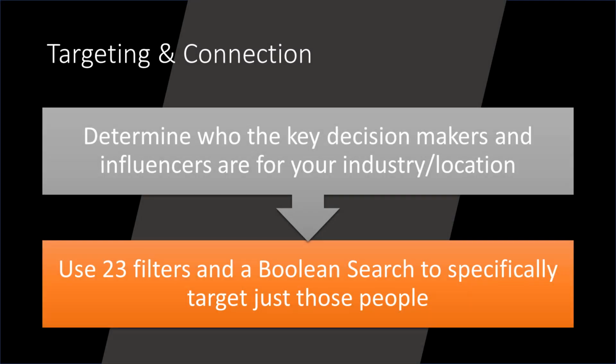Next, we focus on honing in on the key decision makers and influencers for your industry and geographic location. We do this by using 23 filters in a Boolean search function that allows us to specifically create a list of just those people. Some of the filter fields we use include title, function, industry, certifications they may hold, associations they may belong to, companies they work at, and a host of others. Just imagine what your lead flow would be like if you were connected to just a fraction of this list.